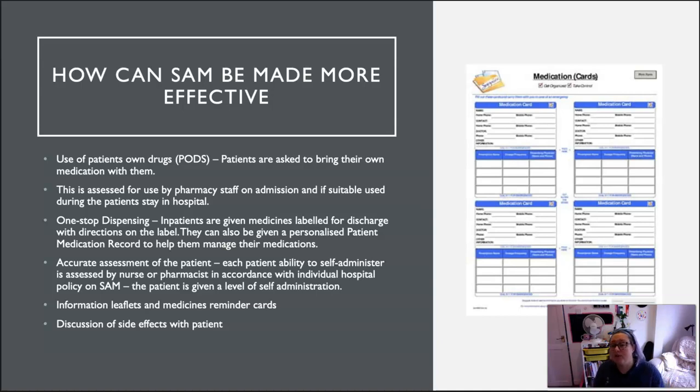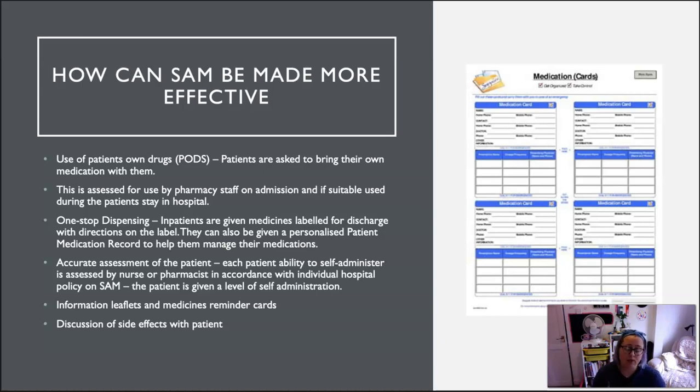So there are lots of different ways that self-administration can be made more effective. It might be the use of the patient's own drugs. They're asked to bring their own medications in with them, and then they either take their own medications or the practitioner would support the taking of medications.